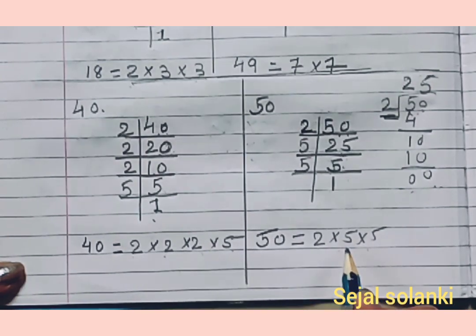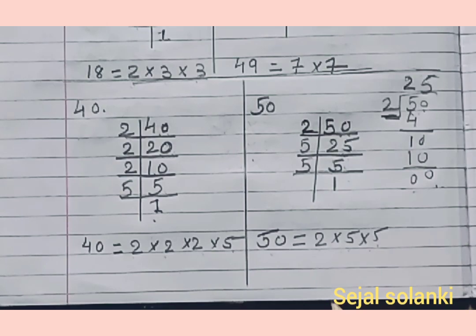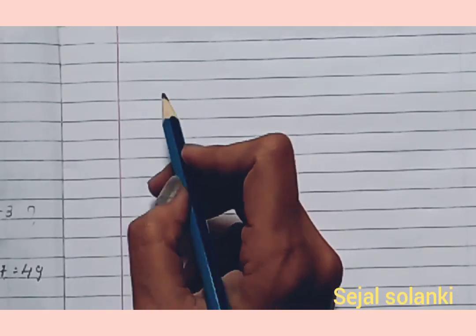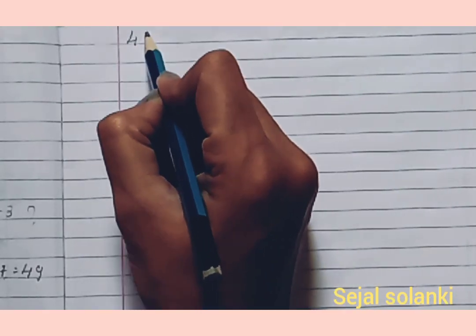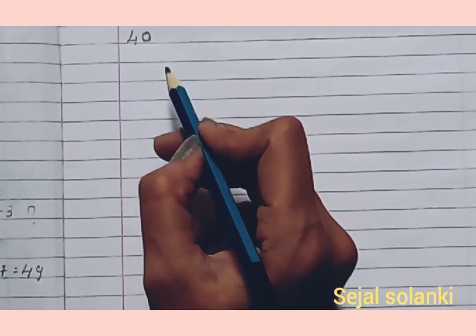2 5s are 10 and 10 5s are 50. We got the answer. So these are the prime factors of 50. Now the same numbers in the multiplication method. We'll find the prime factors of 40 by using the multiplication method.